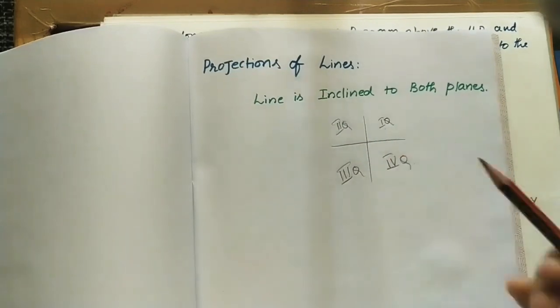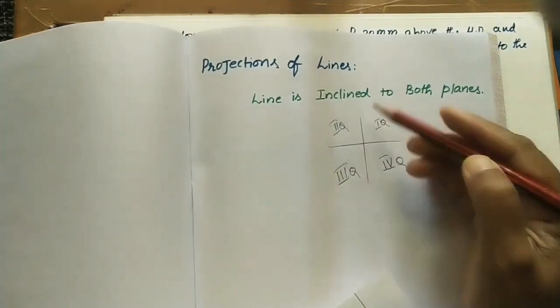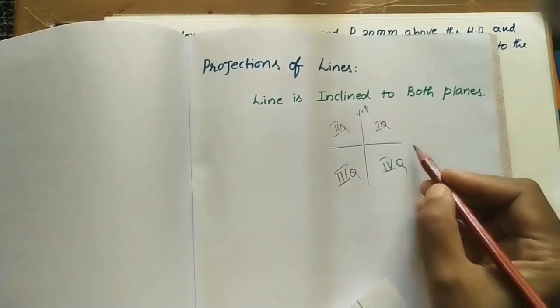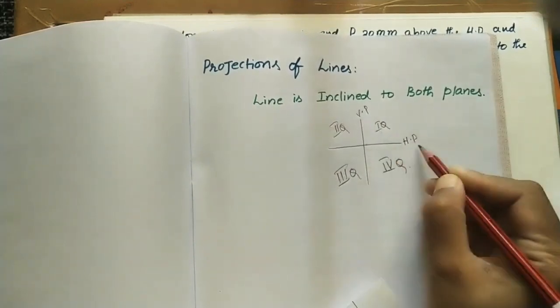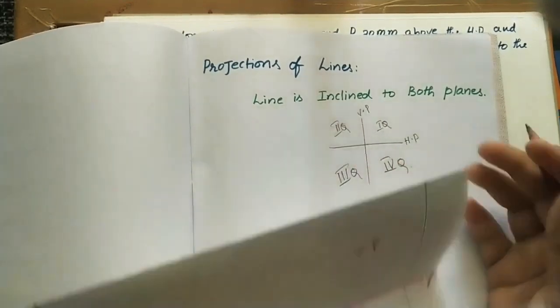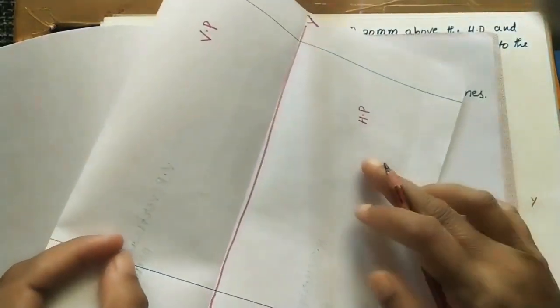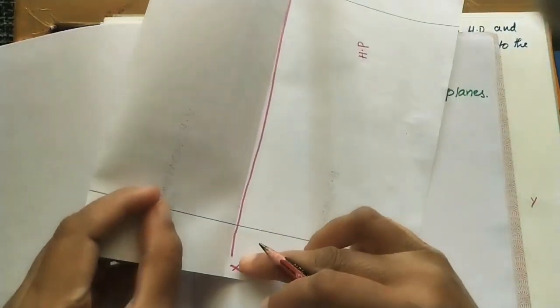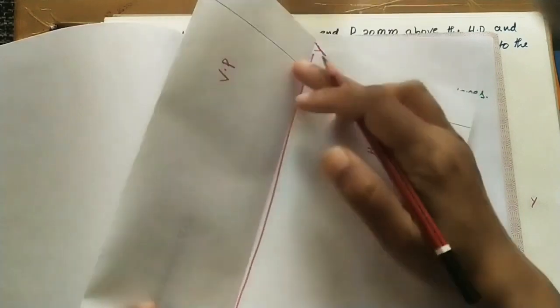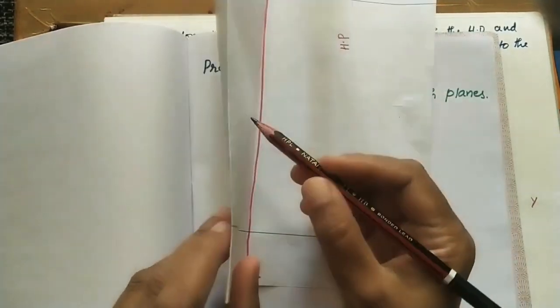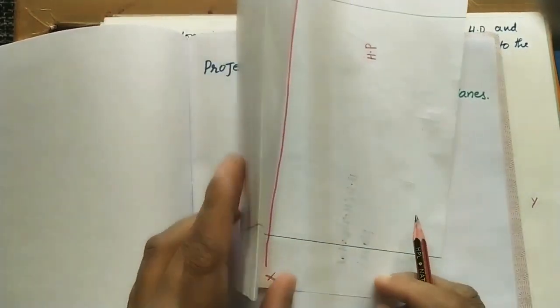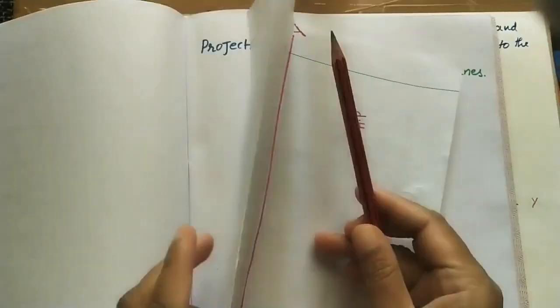Here I am taking this as the vertical plane, we can write it as VP, and this is HP, the horizontal plane. In the 3D view, this plane is the vertical plane, this plane is the horizontal plane, and the line joining these two planes is XY. It is called the reference line, and the angle between these two planes is 90 degrees. This is the first quadrant. The line is in the first quadrant.